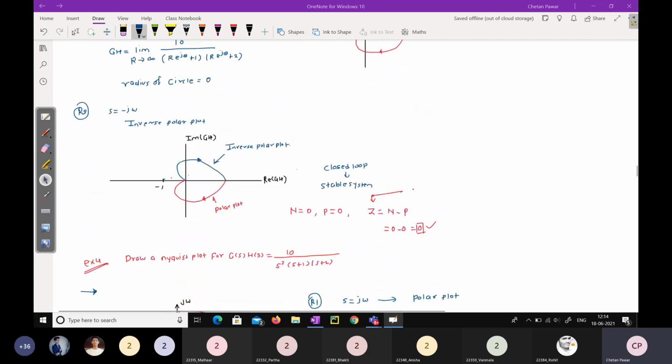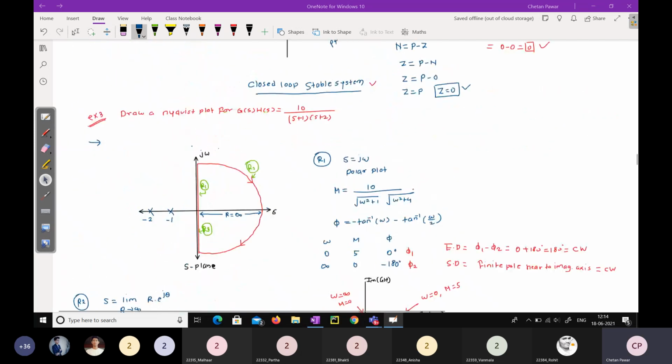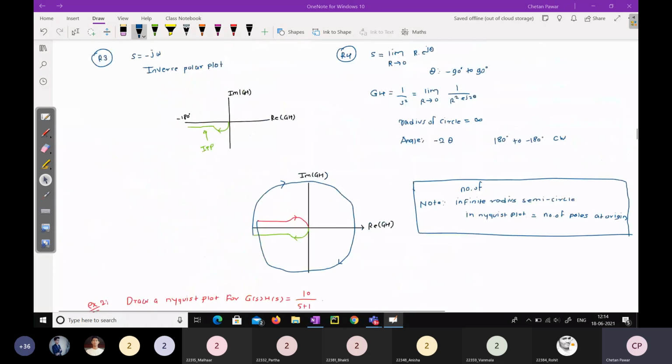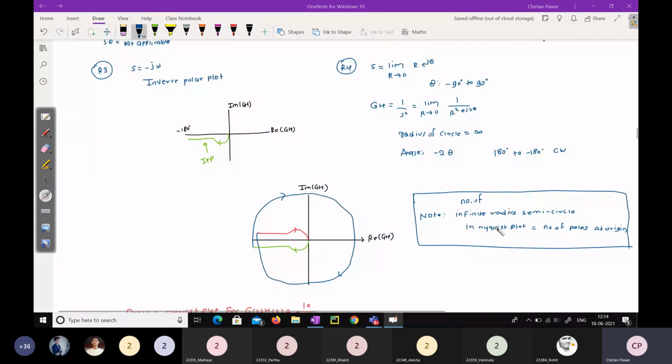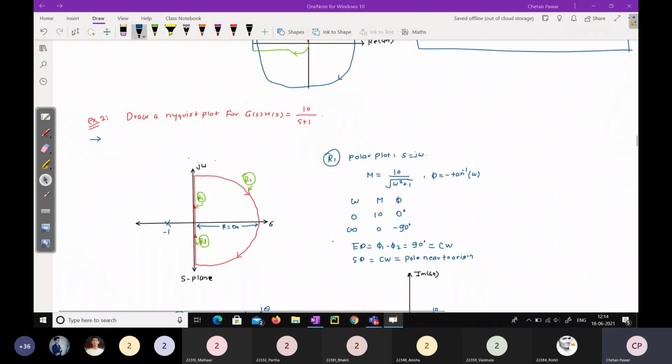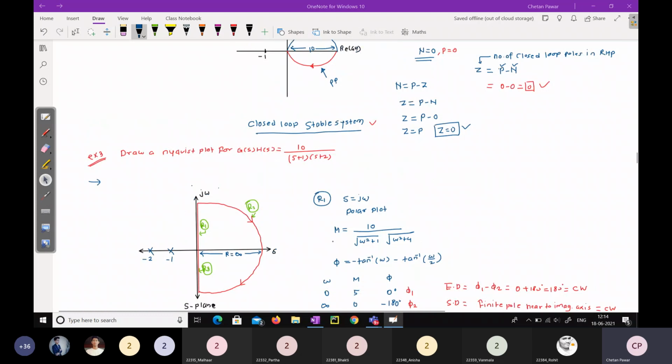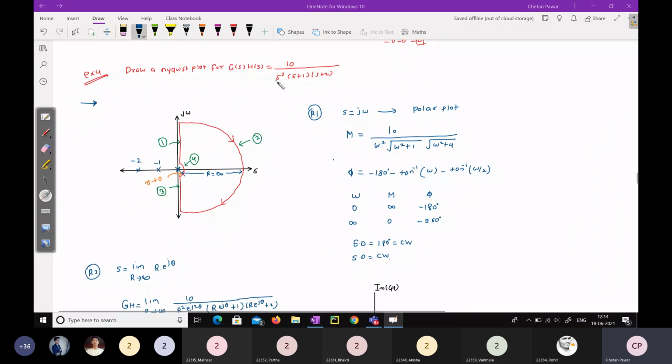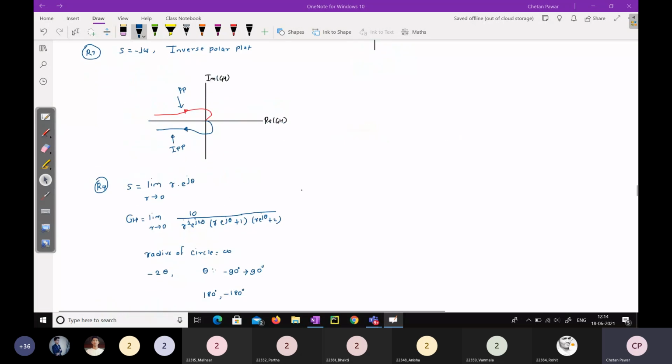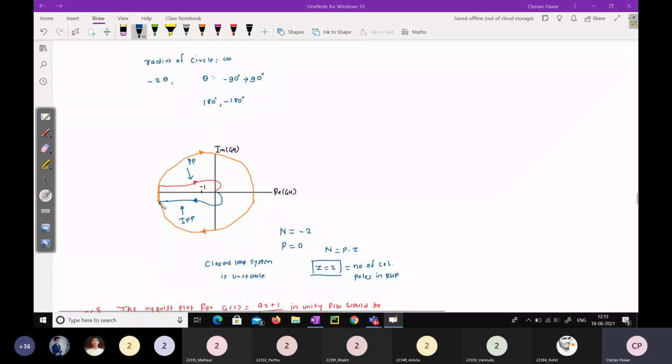As we have seen, note that the number of infinite radius semicircles in a Nyquist plot is equal to the number of poles at origin, right? Similarly, here we can verify that. Is it right or wrong? Here you can see there are 2 poles at origin. So the number of infinite radius semicircles here is 2. This is the first one and this is the second one. In this way we have drawn the Nyquist plot for the open loop transfer function.